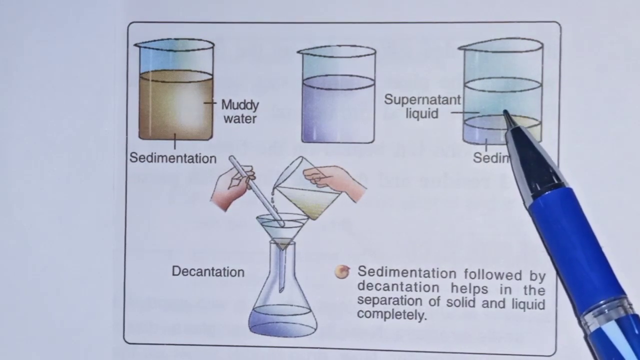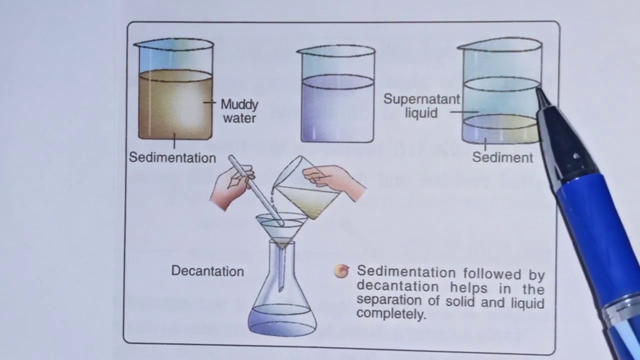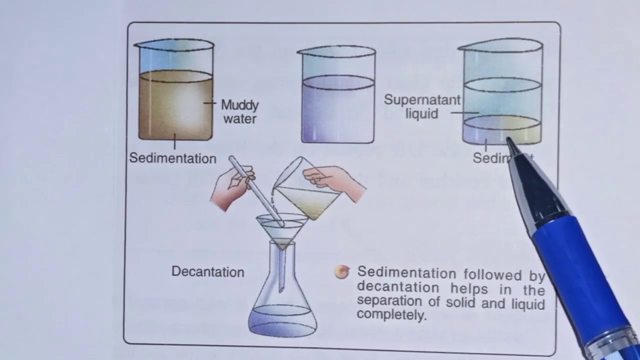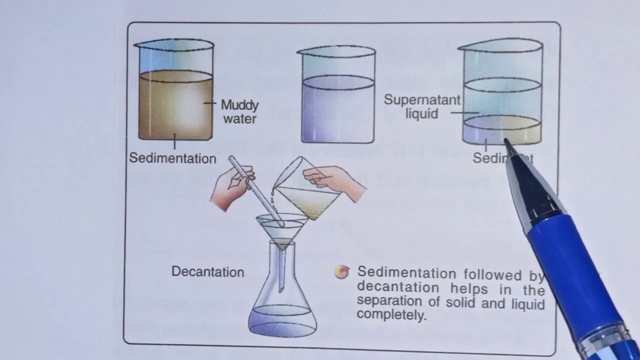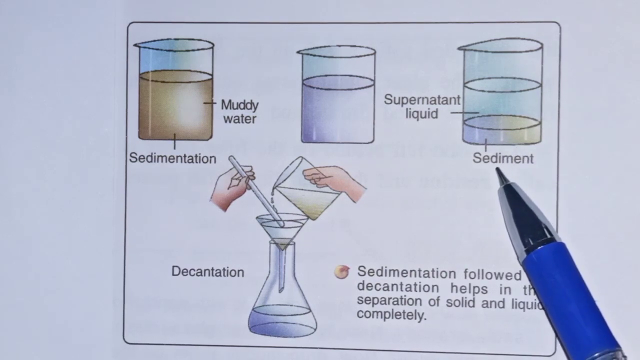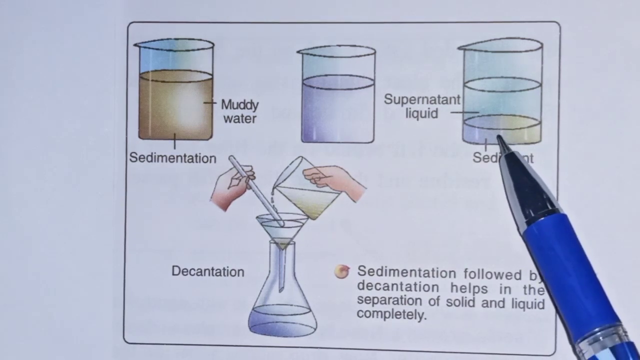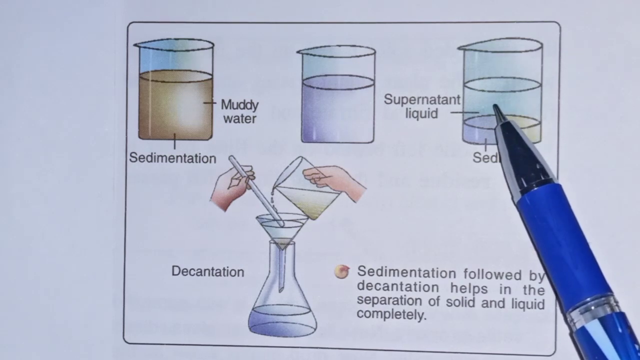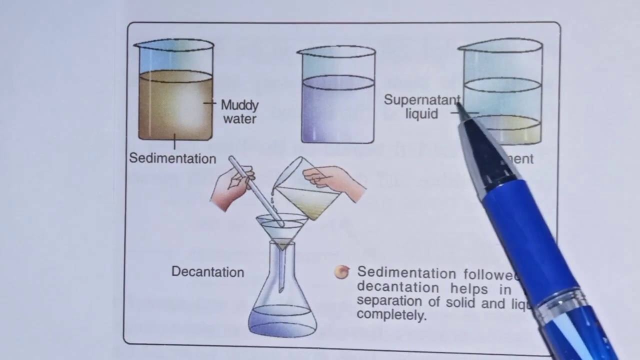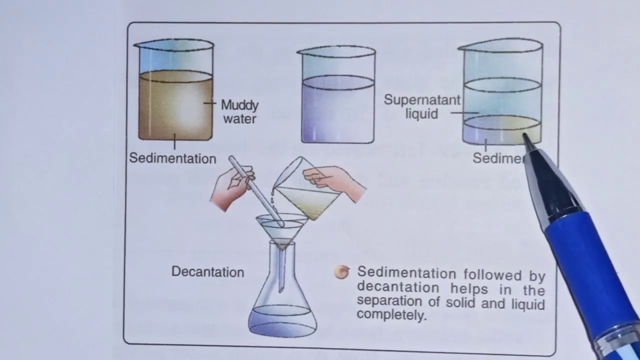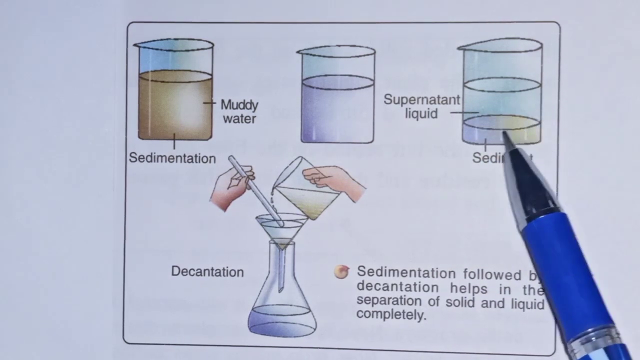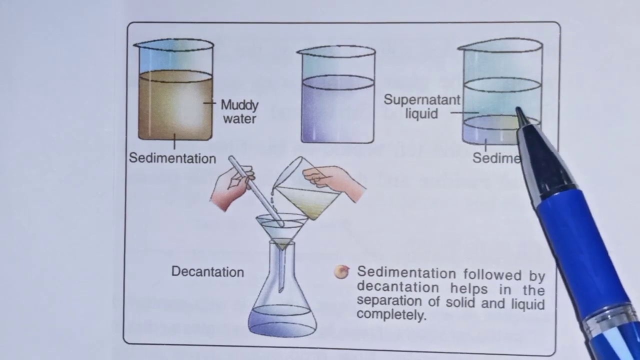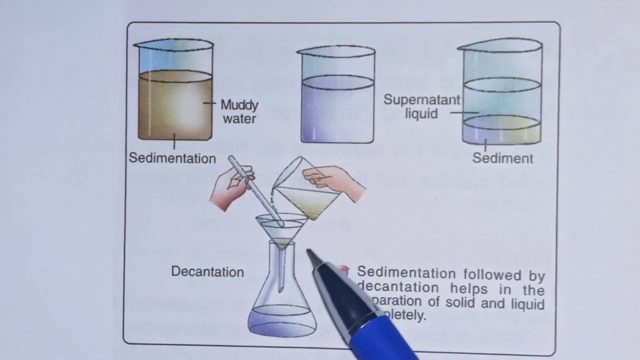See here, the heavier substance, like the mud, which is settled at the bottom, is called sediment, or the liquid is the supernatant. So these are the terms: the sediment settles at the bottom, and the supernatant occupies the upper layer. Now how will you separate them? We will do decantation.